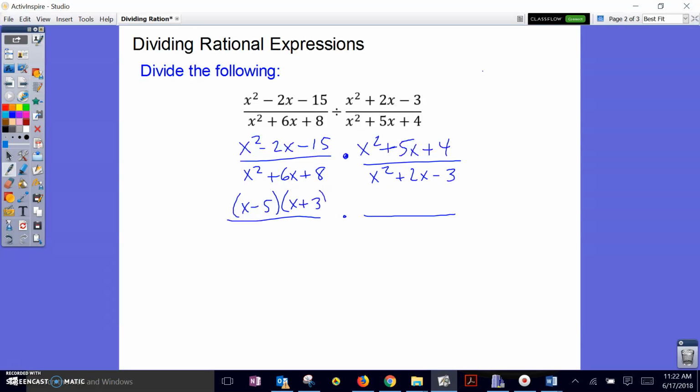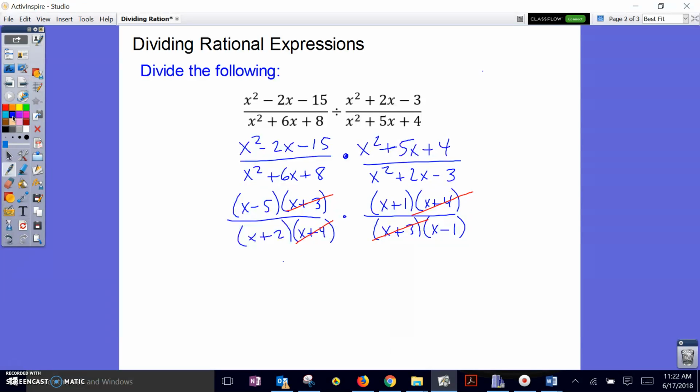First numerator factors is x minus 5 times x plus 3. Second one, x plus 2 times x plus 4. Second numerator, that's x plus 1 times x plus 4. And the second denominator, x plus 3 times x minus 1. And now we look for common factors. We've got an x plus 3 and an x plus 3. An x plus 4 and an x plus 4. I tried to cancel an x plus 1 with an x minus 1. That would have been a terrible mistake.